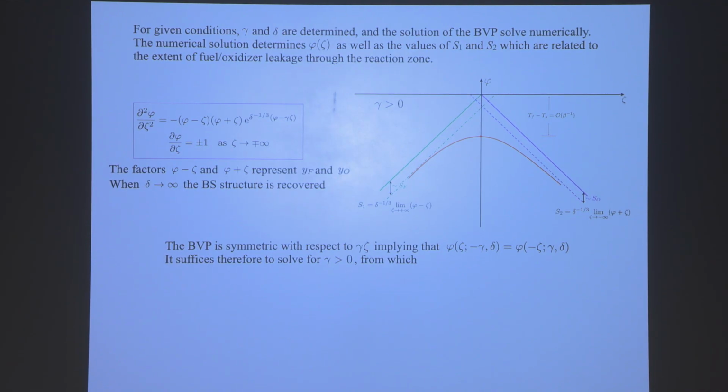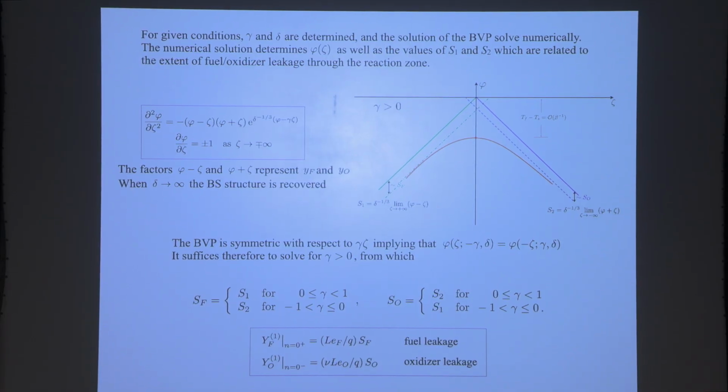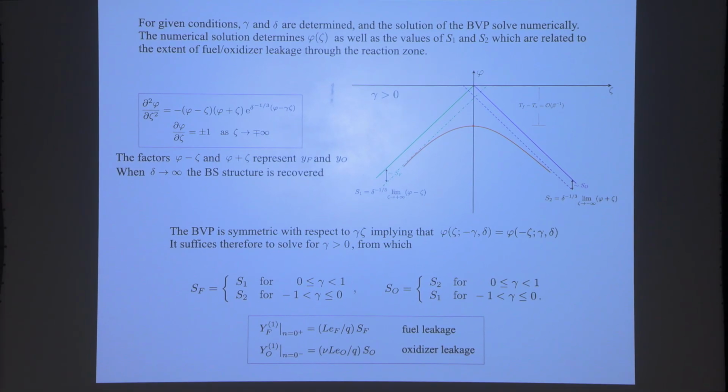So gamma equal to 0 is a symmetric problem, and then you will see that gamma positive and negative gives you different forms. And here is what I said about the leakage. The amount of fuel on the positive side, which for me is the oxidizer, is given by this function SF, which is either S1 or S2, depending on the value of gamma because of that symmetry. And the amount of oxidizer that leaks through is related to SO, which is either S2 or S1. So there is this kind of symmetry.